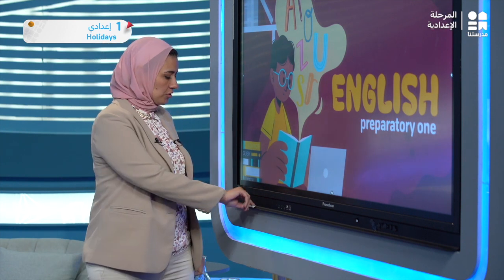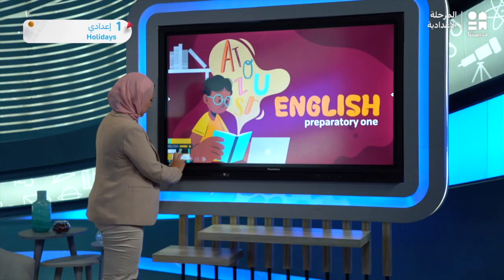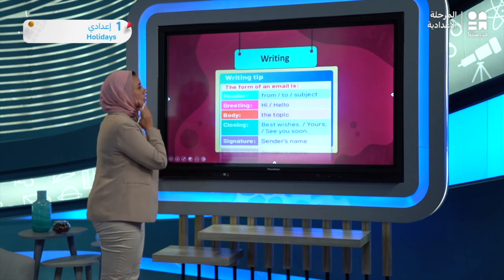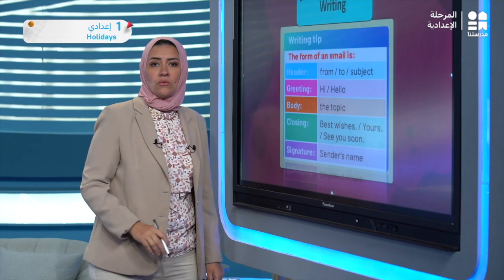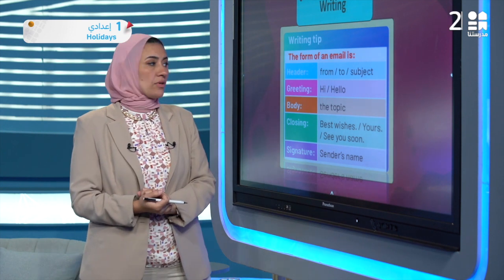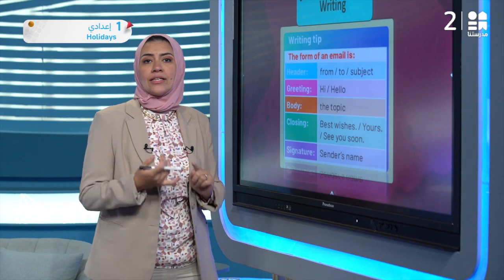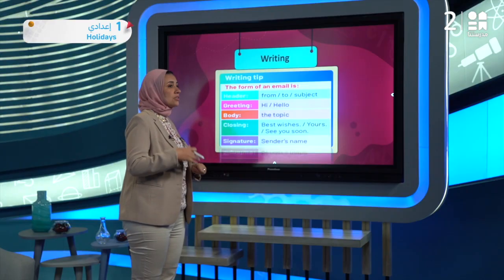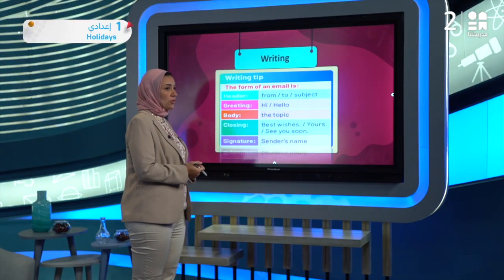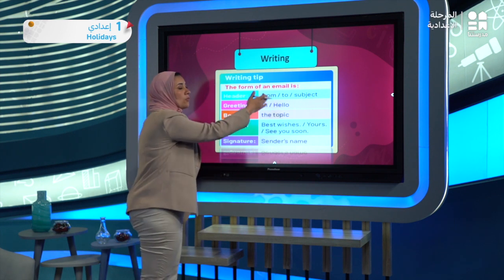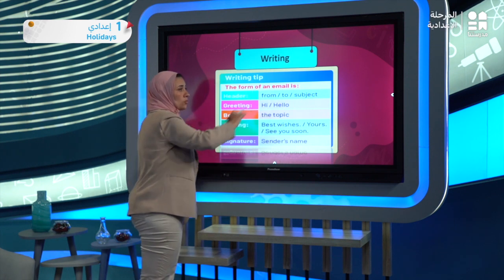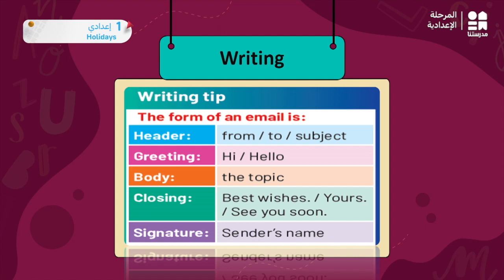Okay, now we are going to move to the writing part. Okay, to write an email, we have a frame we have to stick with. First, we have to start with the header. الheader يعني to write the person or the sender of the email, to write the name of the sender and to write the name of the receiver to whom, and to write the subject or the main idea or the main topic or the title of the subject that you are going to talk about.